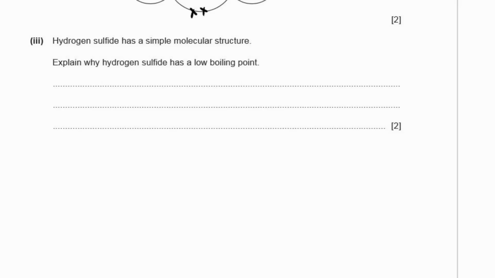3. Hydrogen sulfide has a simple molecular structure. Explain why hydrogen sulfide has a low boiling point. Okay, the reason why it has a low boiling point is because the attractive forces between the molecules are weak, so they need very little energy to overcome them. Okay, so the attractive forces between molecules are weak, so need little energy to overcome.